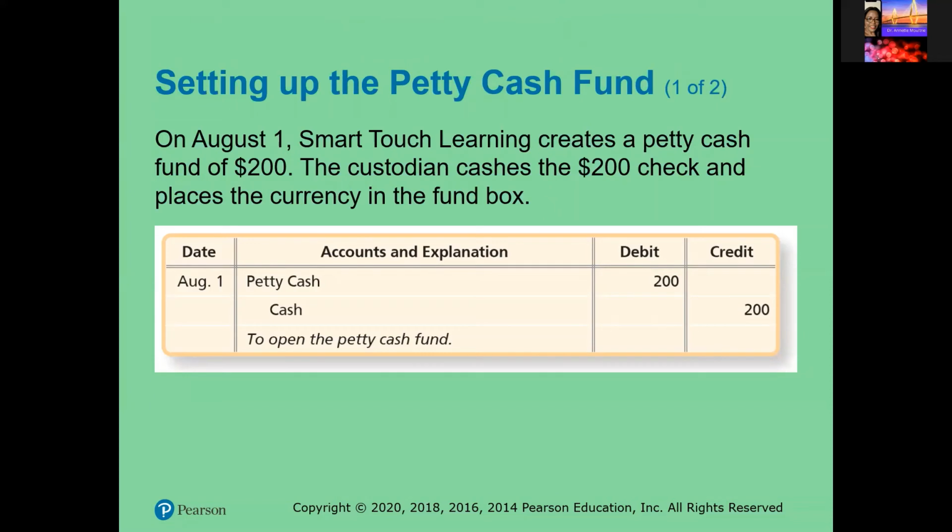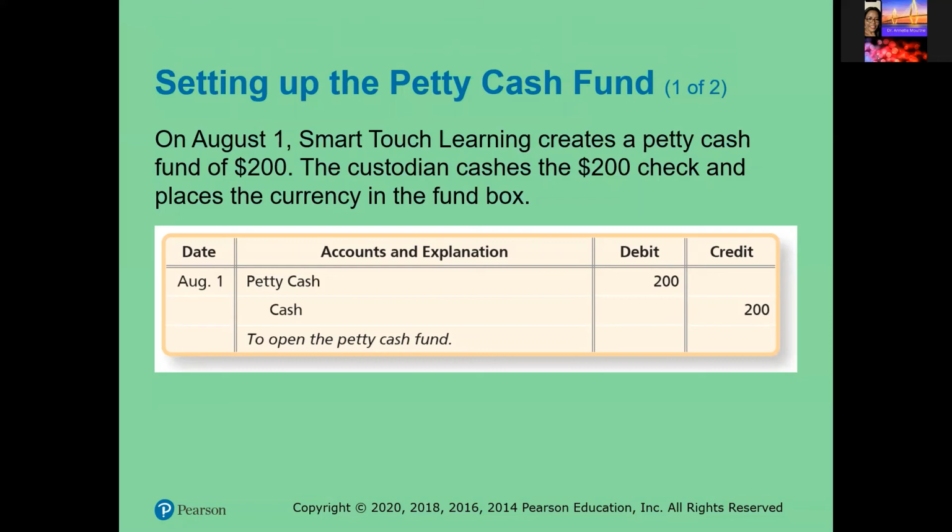To set up the petty cash fund, a journal entry is prepared that shows a credit to cash and a debit to petty cash. So you're going to credit cash and debit petty cash. A check is written and is cashed at the bank. The cash is then placed in the custody of a responsible employee, the petty cash custodian, who must administer the fund.